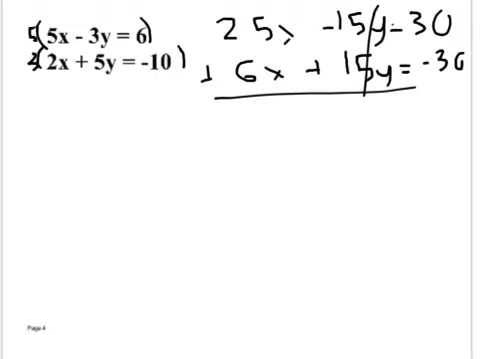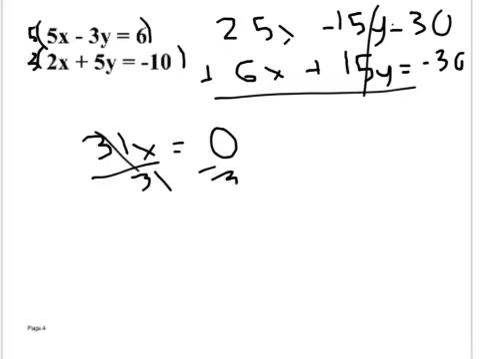25x plus 6 is 31x. 30 minus 30, which is 0. So I divide by 31. Tells me x is 0. I thought we couldn't have 0. It's possible.